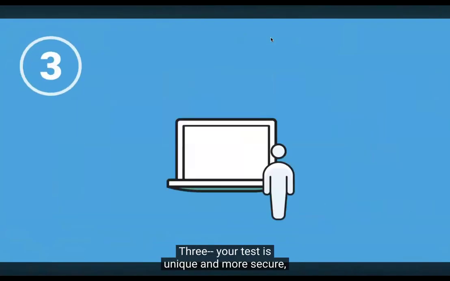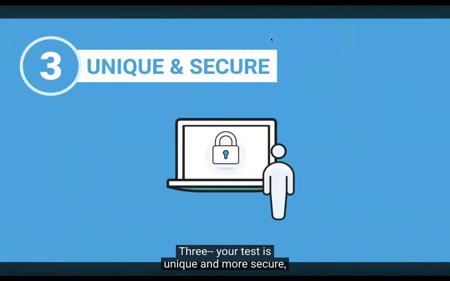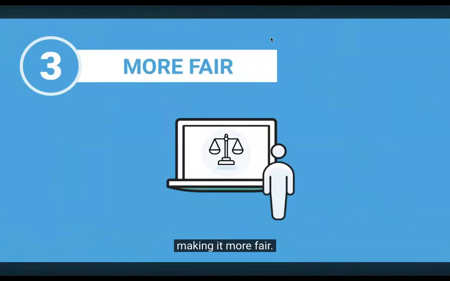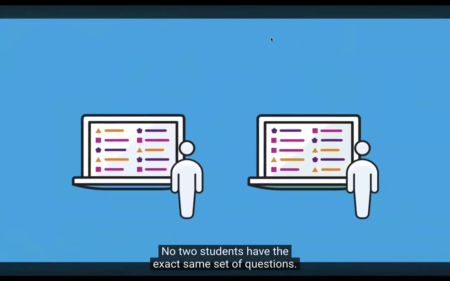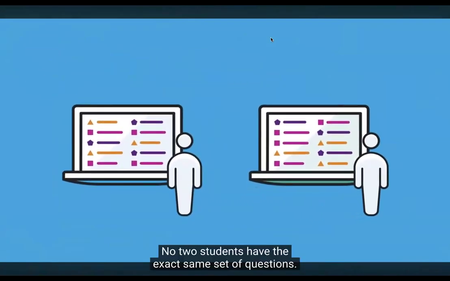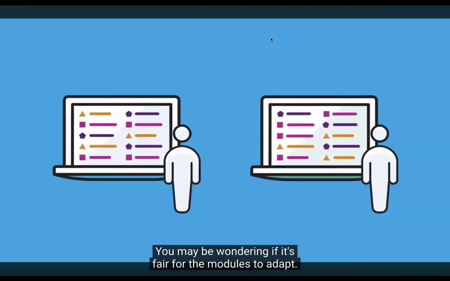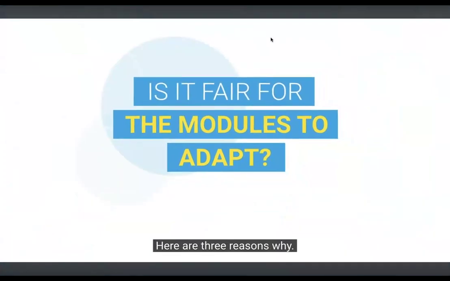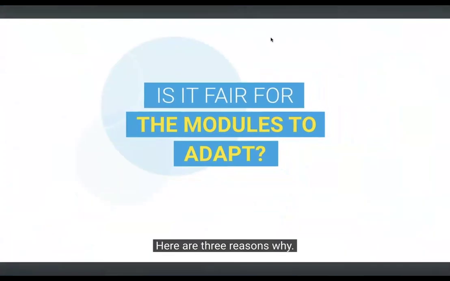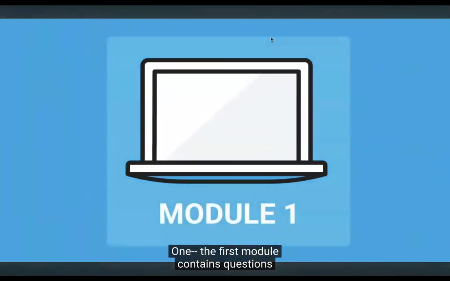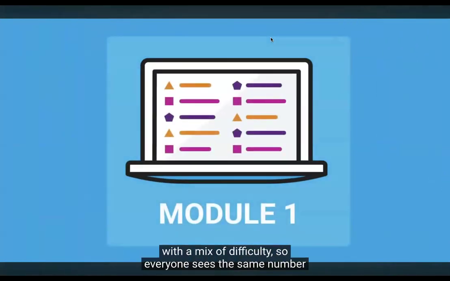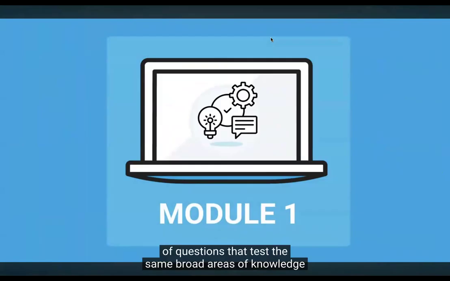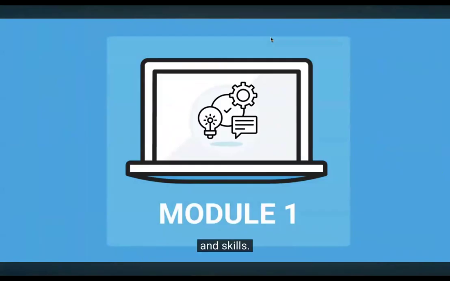3. Your test is unique and more secure, making it more fair. No 2 students have the exact same set of questions. You may be wondering if it's fair for the modules to adapt. The answer is yes. Here are 3 reasons why. 1. The first module contains questions with a mix of difficulty, so everyone sees the same number of questions that test the same broad areas of knowledge and skills.